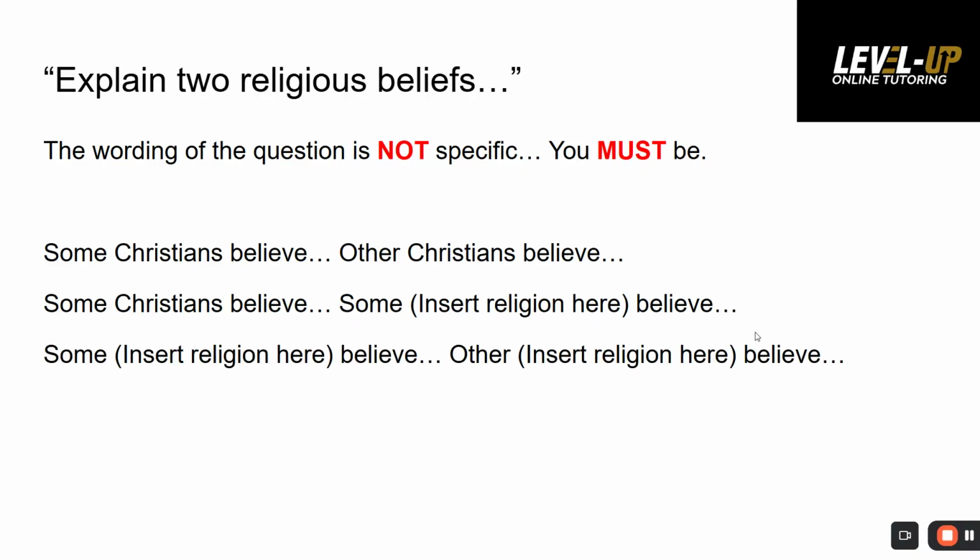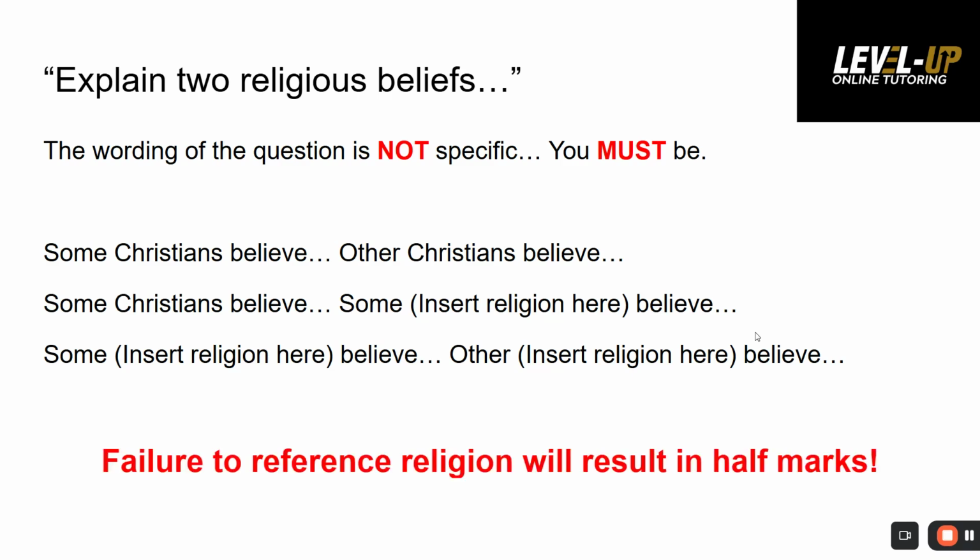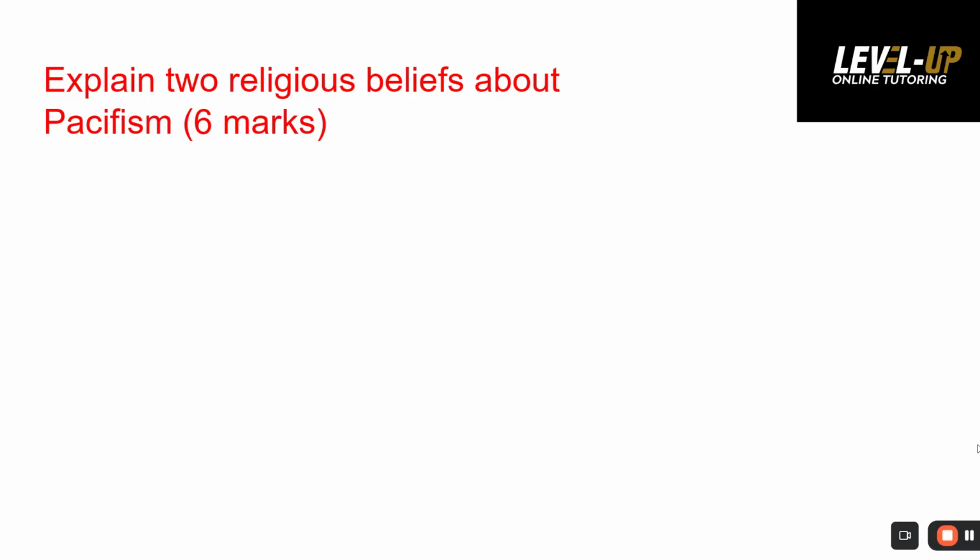If you really wanted to, you could even go and say, just on the beliefs of the other religion that you have studied, some versus others. You do not have to always mention Christianity if you are not as confident in doing so. The reason this is the case is because failure to reference religion will result in half marks. So in a 6-mark question, the maximum amount of marks that you could get would be 3. You wouldn't be able to get any more than 3 marks in this question if you do not specify your religion. So let's have a look at this question again with a different answer this time, and let's see if we can figure out how many marks it would be worth.